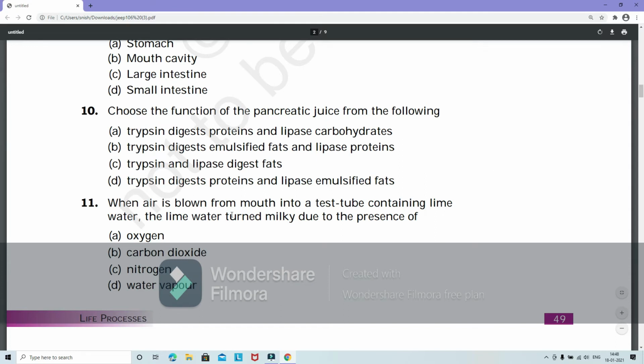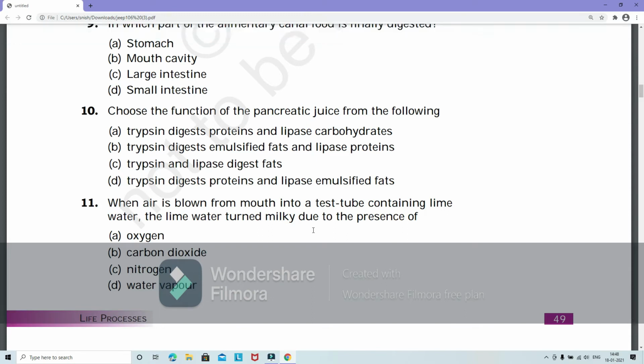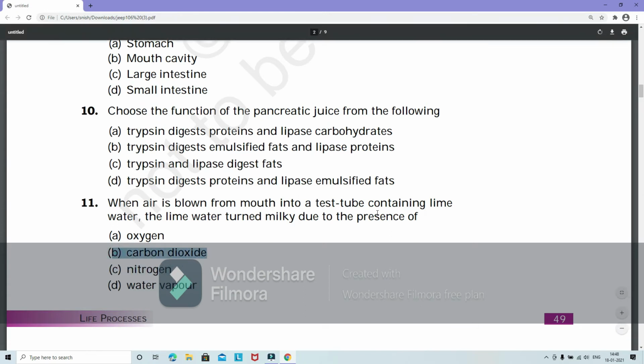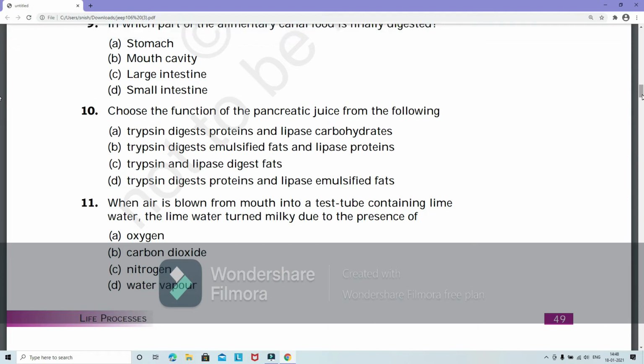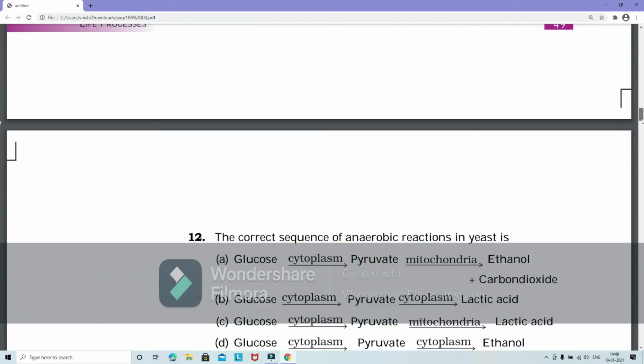Next, when air is blown from the mouth into a test tube containing lime water, the lime water turns milky due to the presence of... Lime water turning milky is very common because we know it's the effect of carbon dioxide. We have done this. It's a test for checking the presence of carbon dioxide. We did this in the chemical reactions and equations chapter as well, so you can check out that video also. MCQs, short answers and long answers are already available on the channel. Okay, so it's carbon dioxide. Moving on.